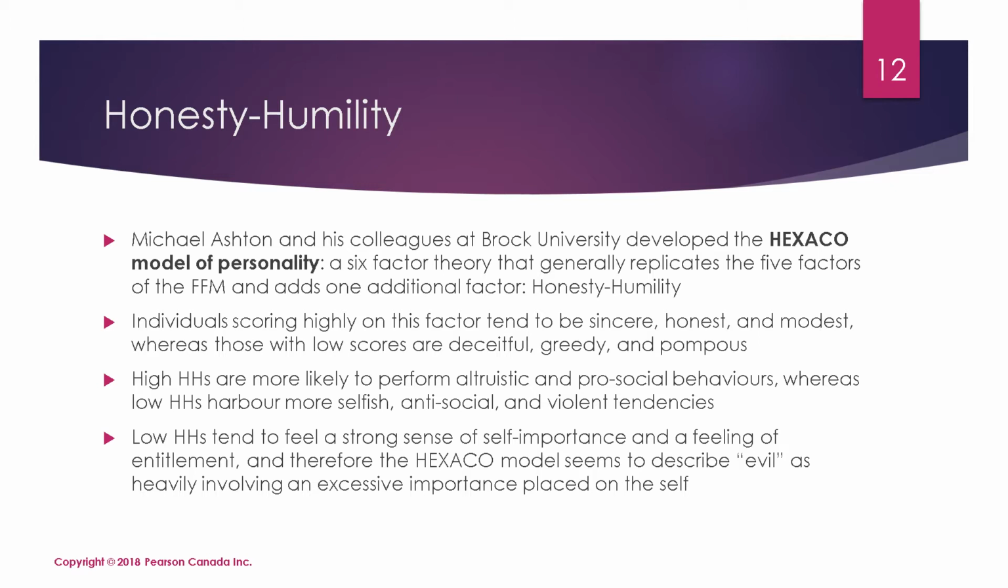So the HEXACO model was again trying to get at that component that was really missing from the 5-factor model, which was the dimension that would explain why people do such terrible things sometimes. They would basically state that people who are high in honesty-humility are more likely to perform altruistic and pro-social behaviors, whereas those who score low on honesty-humility harbor more selfish, antisocial, and violent tendencies. So their contribution to this model in adding that factor was to give something that did at least begin to represent that more, I guess we could say, evil side of humanity.